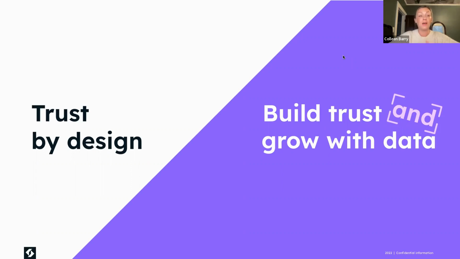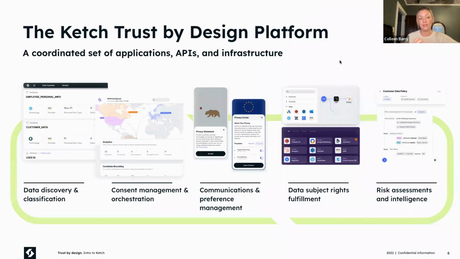So that's our approach. We bake that into our platform across different components. And so when you look at the Ketch platform, what you see is that these 5 areas are really how we distill and break up building that trust by design into your entire privacy program. So all the way from data discovery and classification to consent management orchestration, as well as communications preference and management, DSARs, and then of course, risk assessments and intelligence. So we really work to help customers build trust by design into every aspect of the privacy program. And this is how that shapes out as far as the Ketch platform goes.